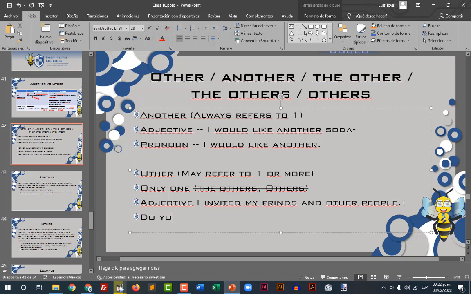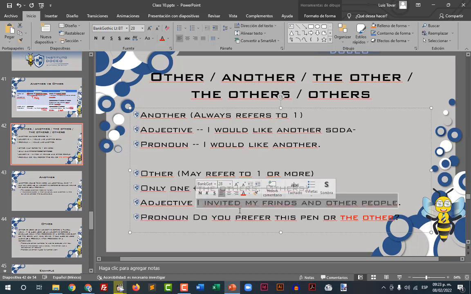But I can also say something like, do you prefer this pen or the other? In this case, I'm referring to only one pen. But as you can see, here we have the word the. When you are referring to only one object and you're using the other, okay, you must have the word the. And in this case, I am using it as a pronoun. Okay?